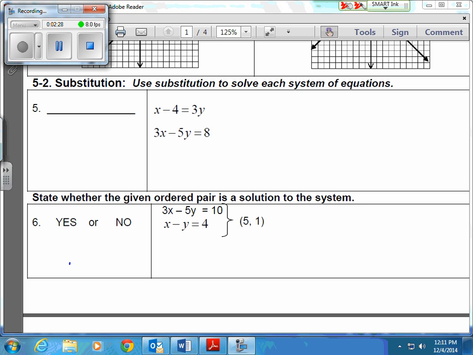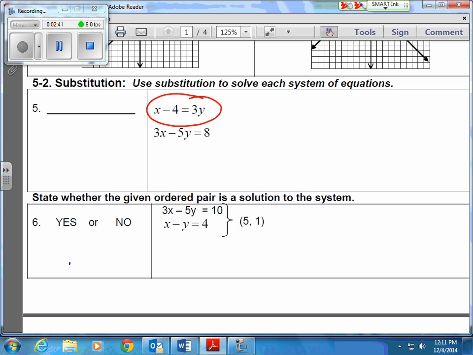On number 5, we're asked to use substitution to solve the system of equations. So when we're doing substitution, we have to isolate a variable. So the easiest way to isolate a variable would be to isolate x in the first equation. We have x minus 4 equals 3y, and when we add 4 to both sides, we get x is equal to 3y plus 4, and so x is isolated.